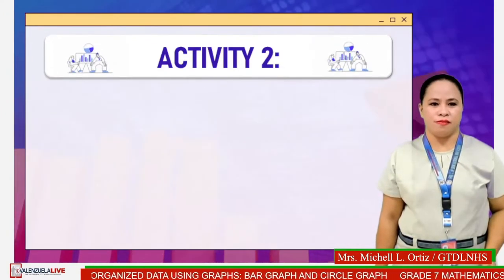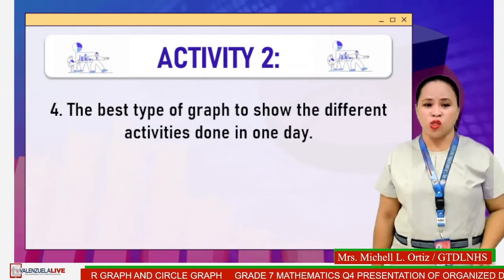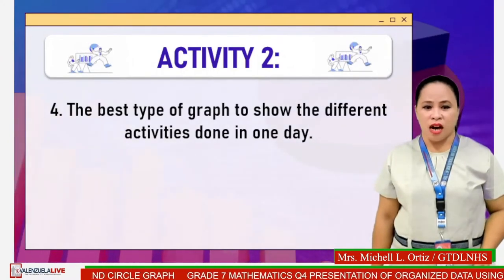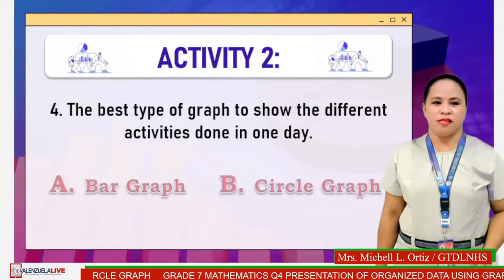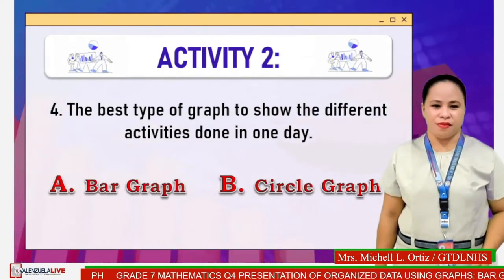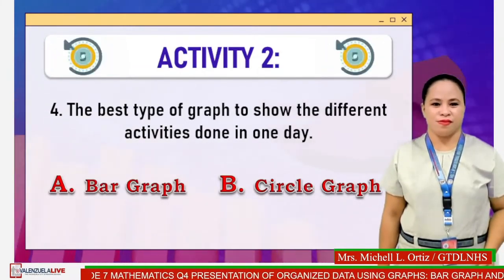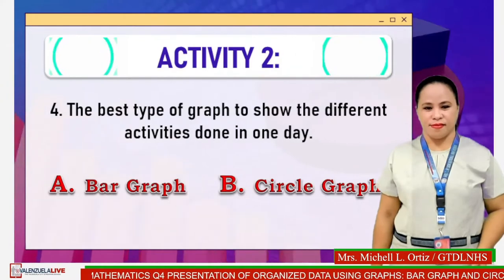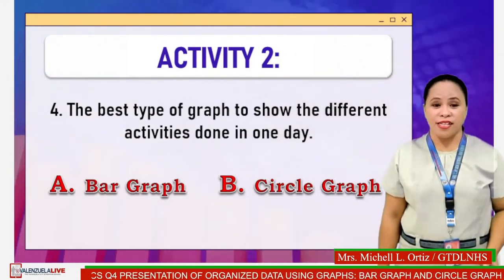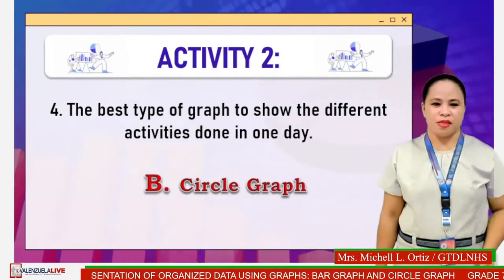Number 4. The best type of graph to show the distribution of the amount of time allocated in each activity done in one day. Letter A, bar graph. B, circle graph. 5 seconds, go. The correct answer is circle graph.